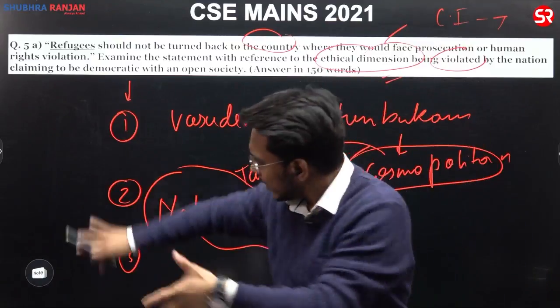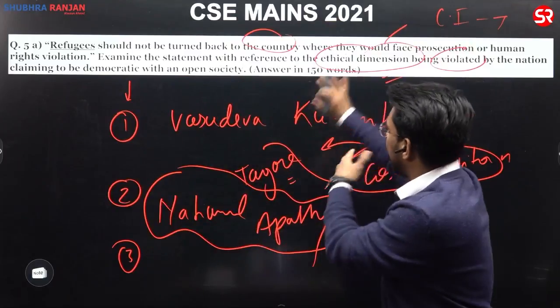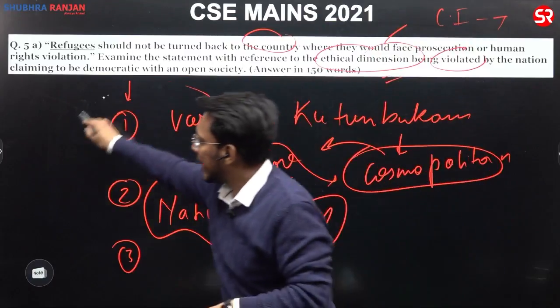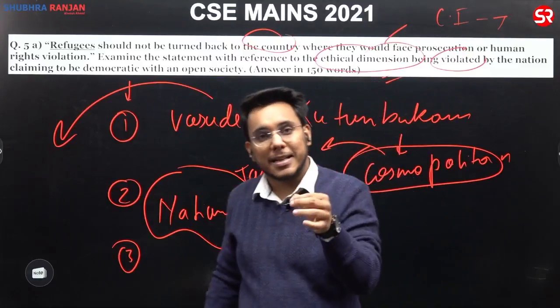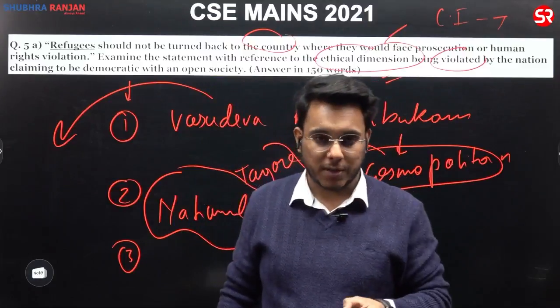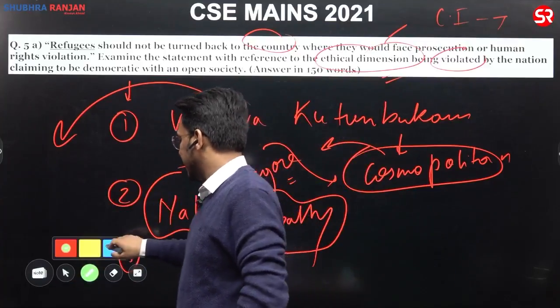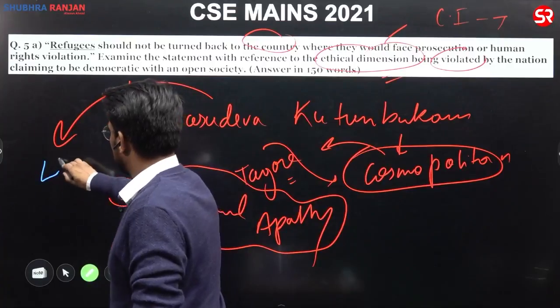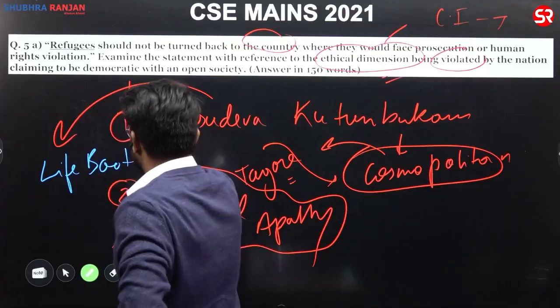Now, to give a little more depth to this answer, after giving the violation of these ethical dimensions, we can also provide why the countries are sending them. The countries who are sending them also have one particular logic. And here comes the lifeboat ethics.